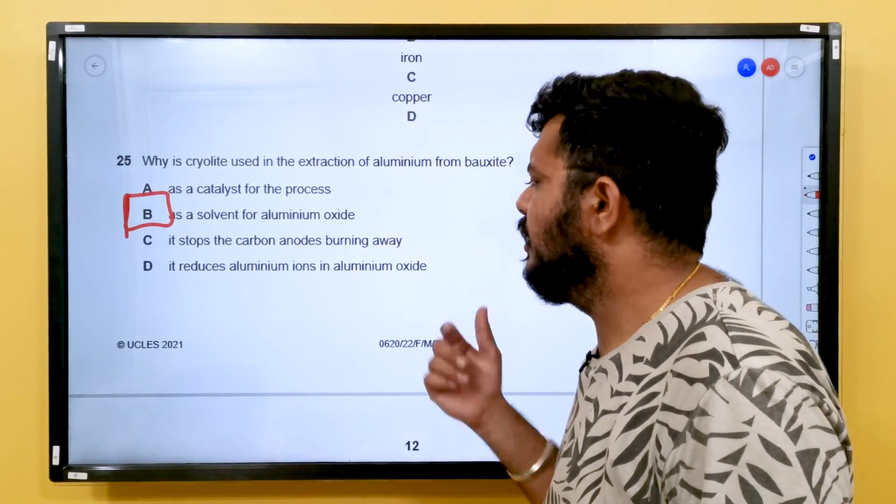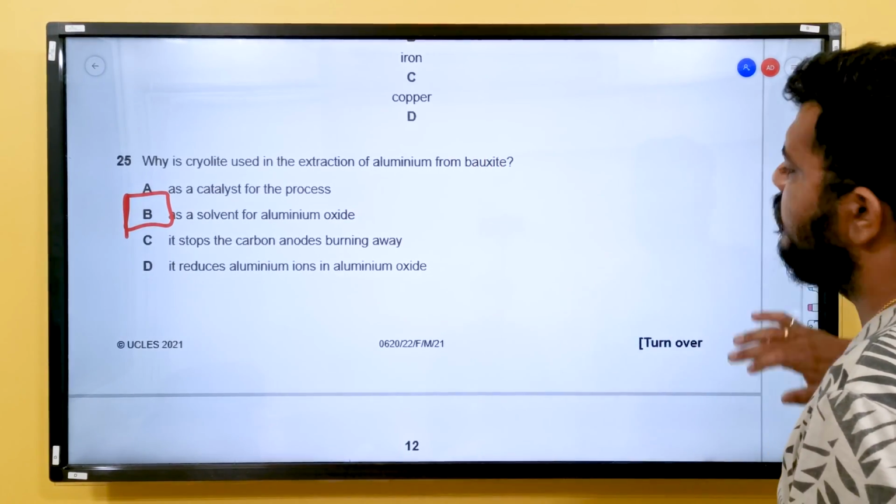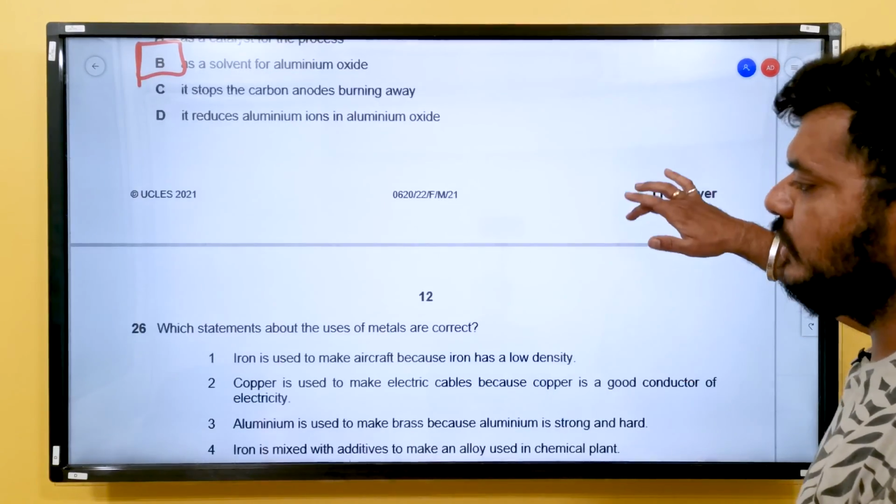It stops carbon anodes from burning away? No. It reduces aluminium ions to aluminium in the oxide? No. That is also not correct.